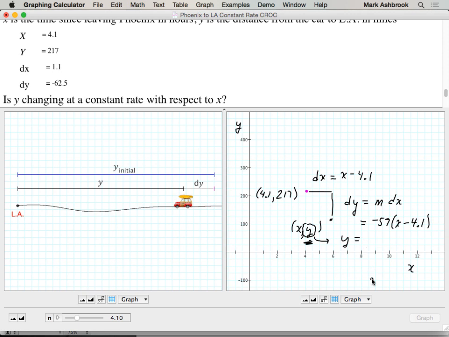Now that we have the change in y, how can we build y final? 217 plus negative 57. So what does 217 represent? Y initial. I've got y initial, and I'm going to add the change in y, which gives us y final. Remember that? We developed that in the smartphone activity, the bars. Did we do that Tuesday? I think so. So therefore y equals y initial, which is 217, plus negative 57 times x minus 4.1. That's it.